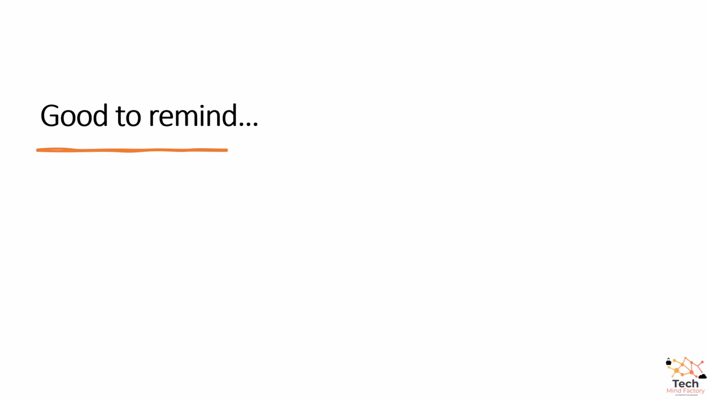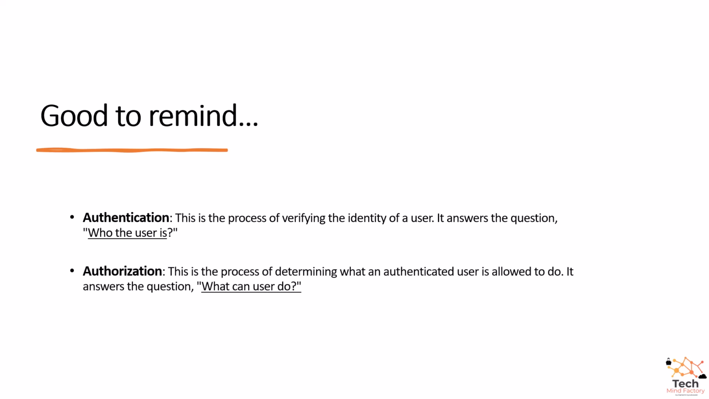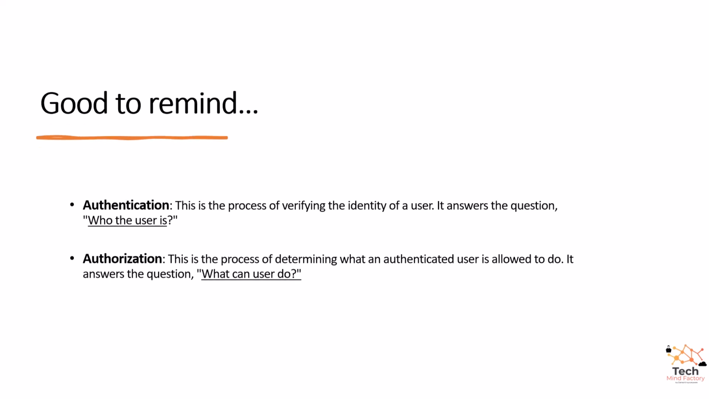Great. So first of all, as always, it's good to talk a little bit about theory. So it's good to remind. Authentication is the process of verifying the identity of the user. So basically, we want to confirm who the user is. This is authentication. And also there is authorization. This is the process of determining what an authenticated user is allowed to do. So we are answering the question, what can the user actually do? Authentication and authorization, very important two terms that you have to remember.